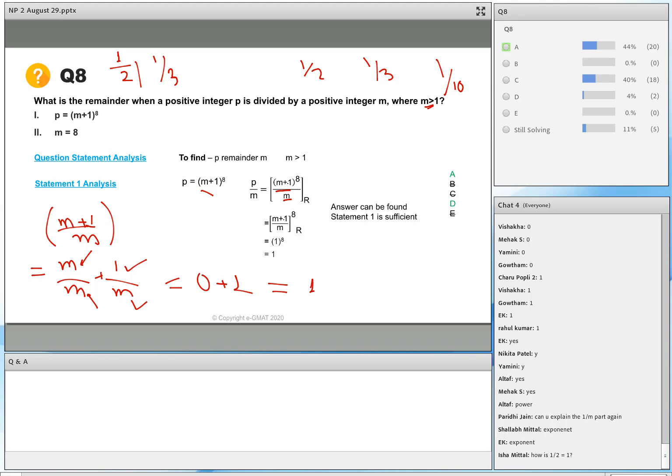Is it now clear? Isha, when I divide 1 by 2, the remainder is equal to 1, correct? It's not half is equal to 1. The remainder when I divide 1 by 2 is equal to 1. That's the intent behind writing that statement. Is it clear to you? Paridhi, please tell me if it's clear to you as well. Okay. Isha, what is the remainder when I divide 1 by 3? Okay, got it? Perfect. Paridhi, what is the remainder when I divide the number 1 with the number 3?